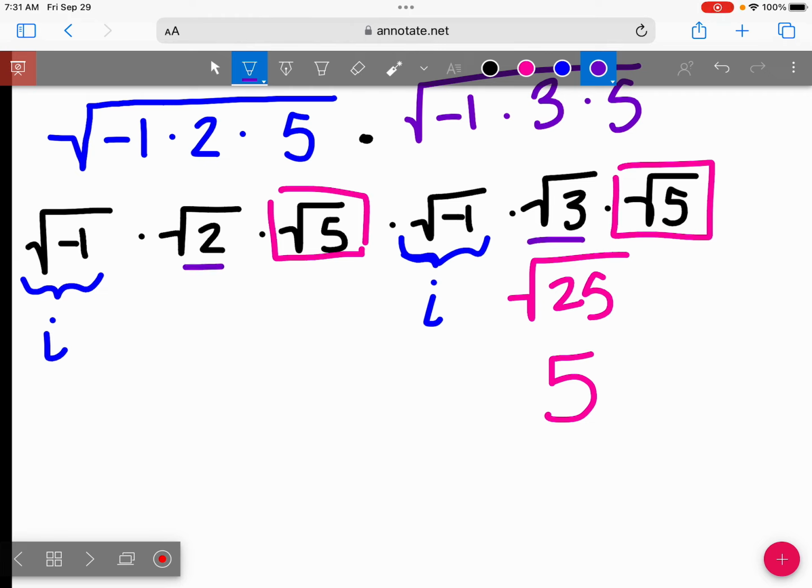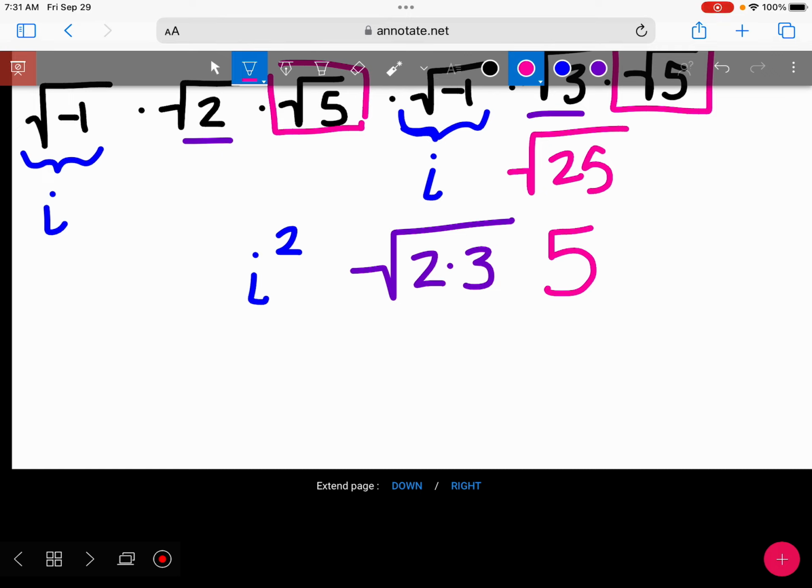And then we've got 2 loner guys left inside the radical. So we're going to have square root of 2 times 3. And I've got 2 i's, which means it's going to be I times I, which is I squared. We're not done yet. I'm going to rearrange because this guy's gross. So we have 5. Square root of 2 times 3 is 6.